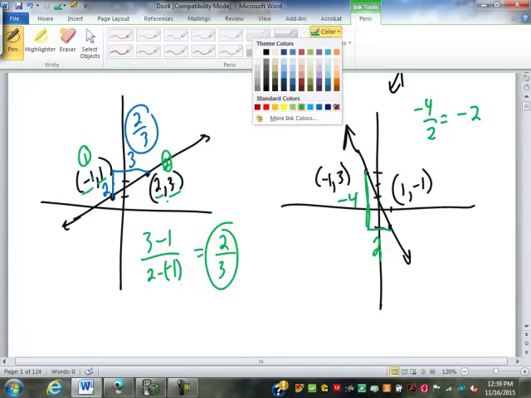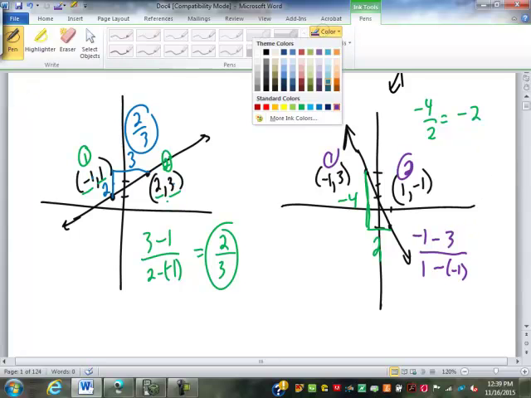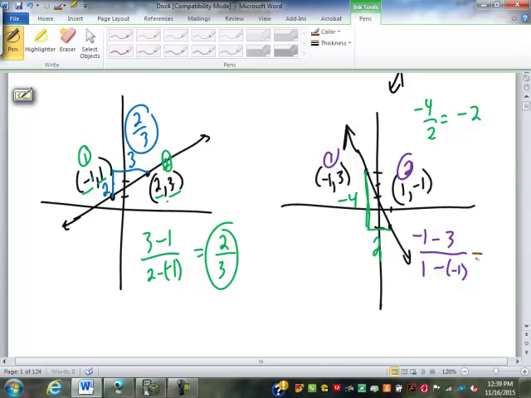I could call this point 1 and point 2. What would go on my fraction here? What's y2? Negative 1 minus 3, and then 1 minus negative 1. So what is negative 1 minus 3? Negative 4. 1 minus a negative 1 is 1 plus a positive 1, which is 2. Negative 4 over 2 is negative 2. So we got negative 2 slope.